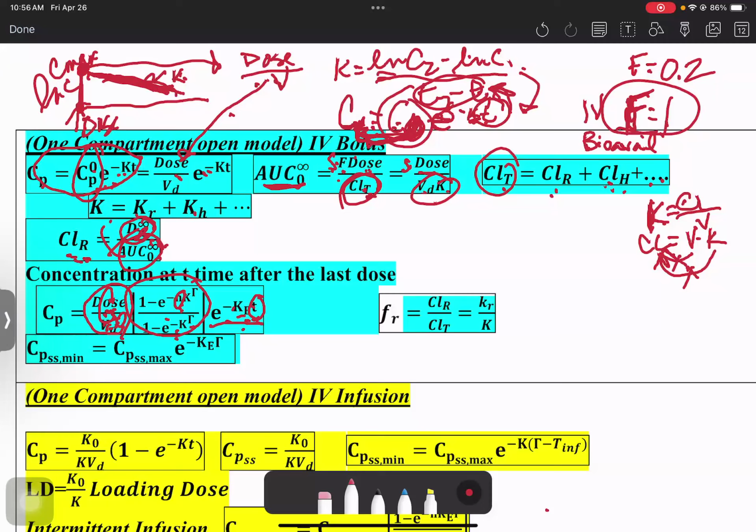This is your renal function. I don't think you need to worry about that.